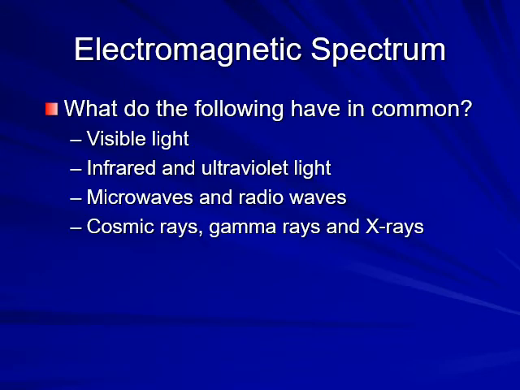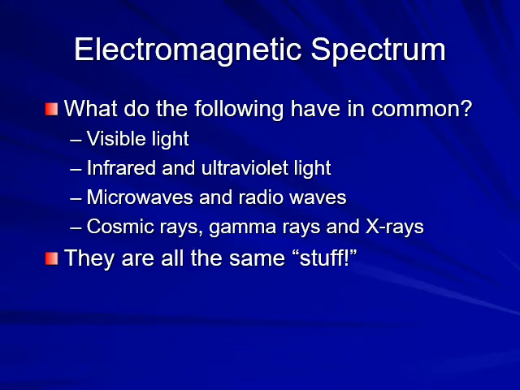So what do all of these have in common? Visible light, infrared, ultraviolet, microwaves, radio waves, cosmic gamma, and X-rays. Well, it turns out that all of these are made of photons. They are all part of the electromagnetic spectrum.